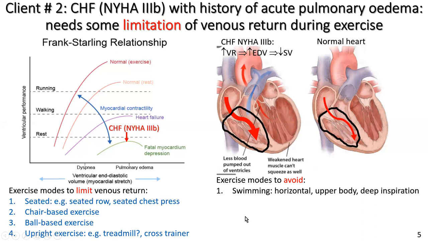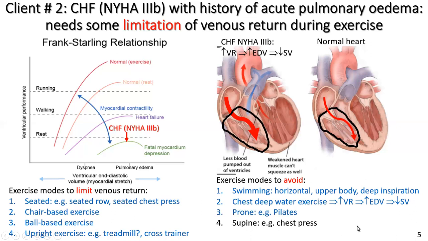Exercise modes to avoid would be swimming, for the exact opposite reason of what I had with my Fontan client, because this will promote venous return. It will then possibly push us too far to the right on Starling and put this person at risk of acute pulmonary edema. Chest deep water exercise for exactly the same reason. We don't want to increase venous return. Prone exercise, because this again will promote venous return. Supine, similarly. And I'm not even putting a question mark around HIIT and high intensity interval training here. This is just a form of exercise that I would avoid with these sort of clients from the point of view of venous return.